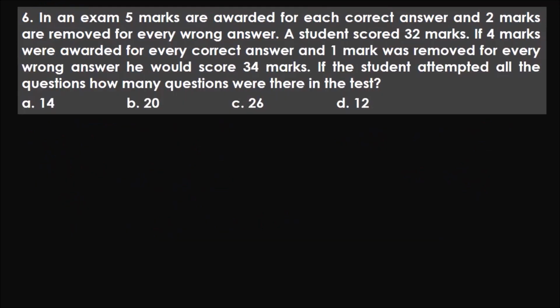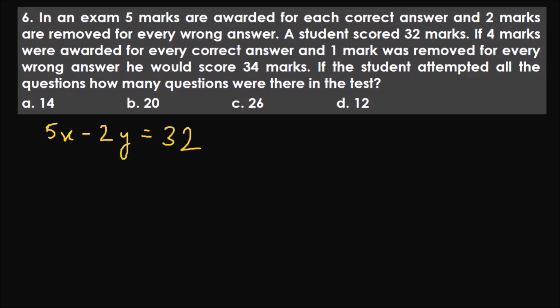Now, do not get intimidated because of the size of the question. It's actually a very simple 7th standard level question. In an exam, 5 marks are awarded for each correct answer and 2 marks are removed for every wrong answer. A student scored 32 marks. Okay. So suppose the number of correct answers are X and the number of wrong answers are Y. Then the first equation will be 5X minus 2Y equals 32.